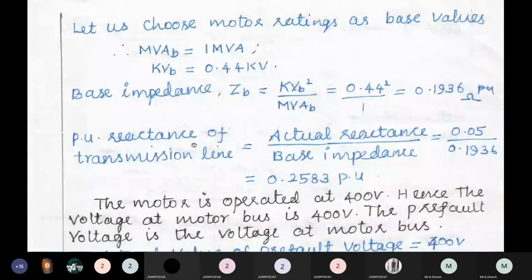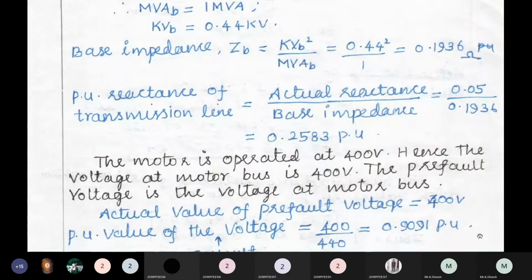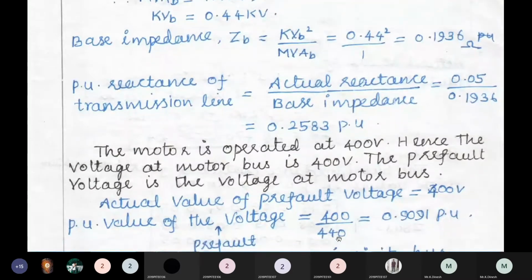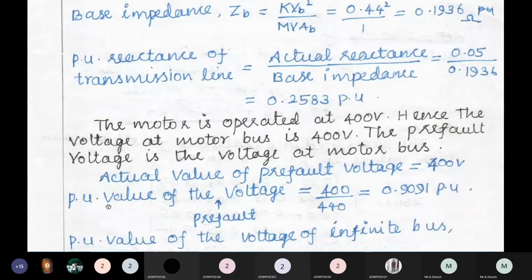And one more thing: the problem specifies that the motor is operated at 400 volt. Hence, the voltage of the motor bus is 400, so the pre-fault voltage is assumed to be 400. In the problem it is mentioned as constant, so the motor voltage is constant. So we need to find the per unit pre-fault voltage, V_PF. 400 divided by the base 440 is 0.9091 per unit. So it is your Thevenin's voltage, the pre-fault voltage, or open circuit voltage.